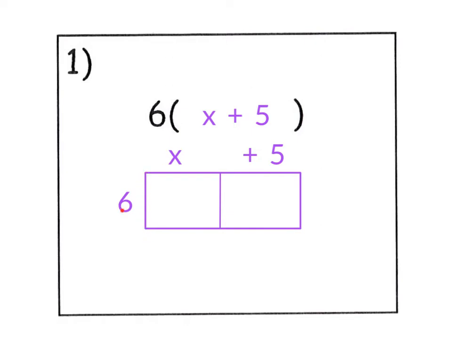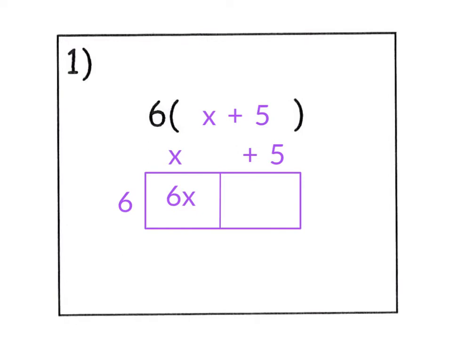So now what we're going to do is we're going to fill in the area. So to find the area of this room, if you can think of it like that, we're going to multiply the length and the width. So we're going to multiply the 6 times the x, because those are the 2 sides of this little cell that we're going to fill in. So 6 times x is 6x.